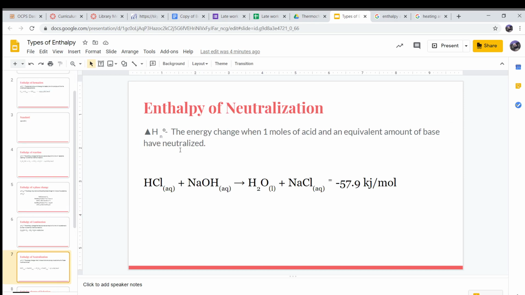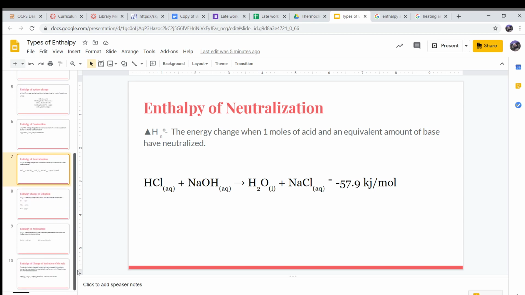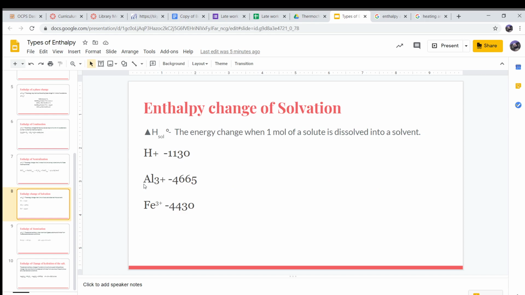Okay. The next type is called enthalpy of neutralization. And this is when 1 mole of an acid and an equivalent amount of base have been neutralized. Okay. And this is just an example, acid and base, and it releases 57.9 kilojoules per mole. Most of these are fairly simple to determine here.